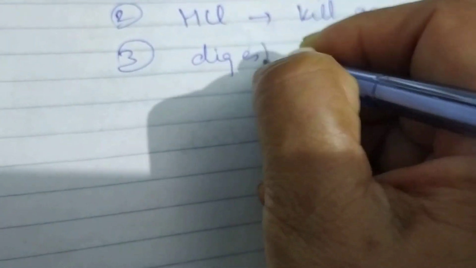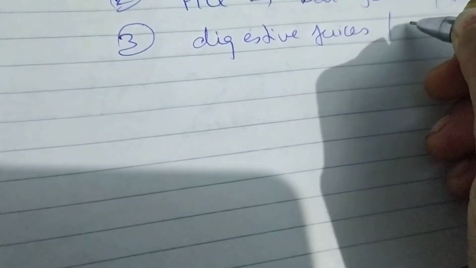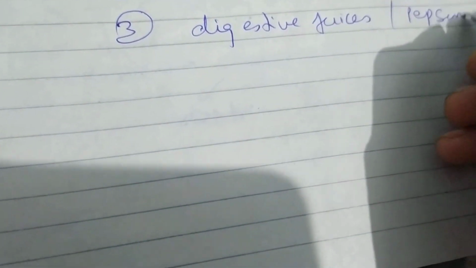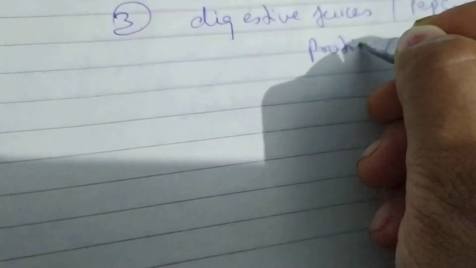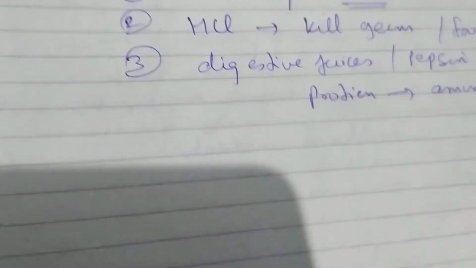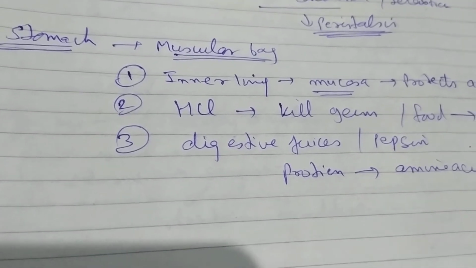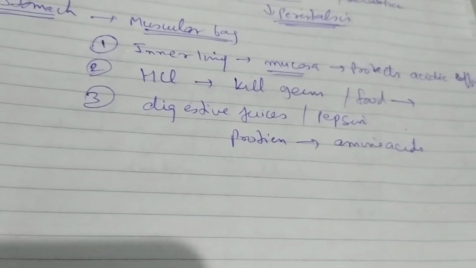Third, it also contains many digestive juices, many enzymes like pepsin, which converts proteins into amino acids. So these are basically the 3 functions, or 3 parts, of the stomach that we can take in the form of a gist.